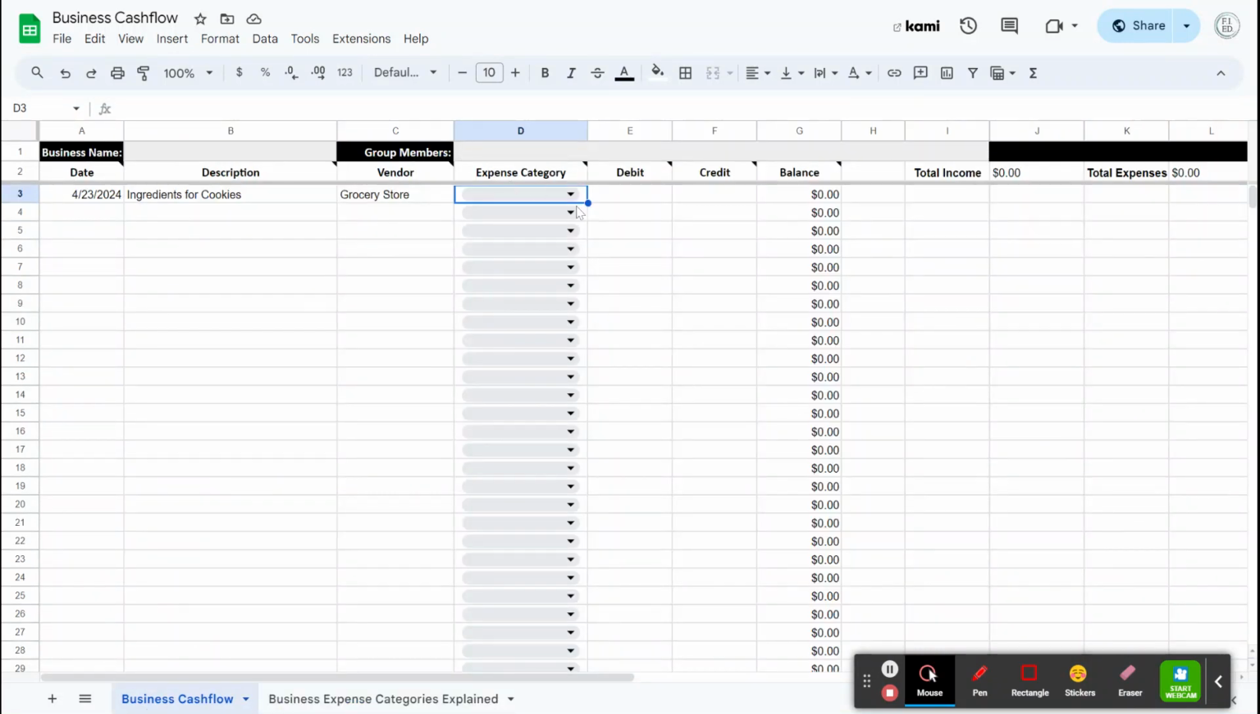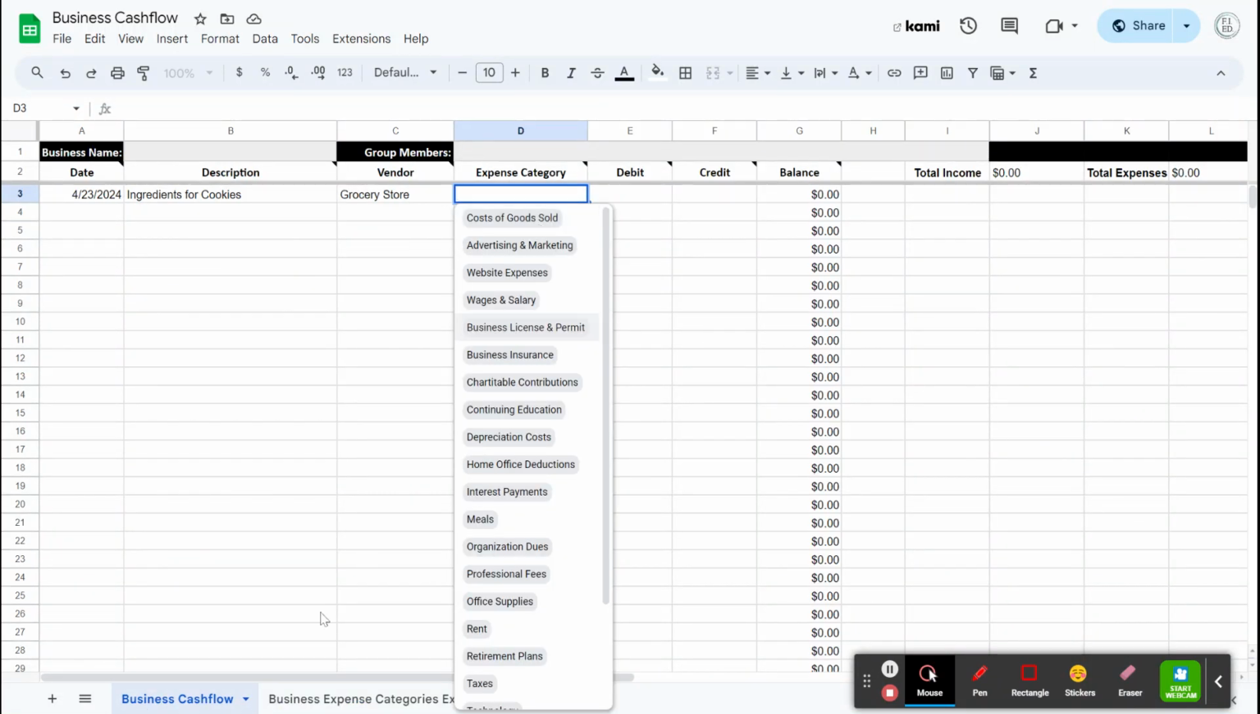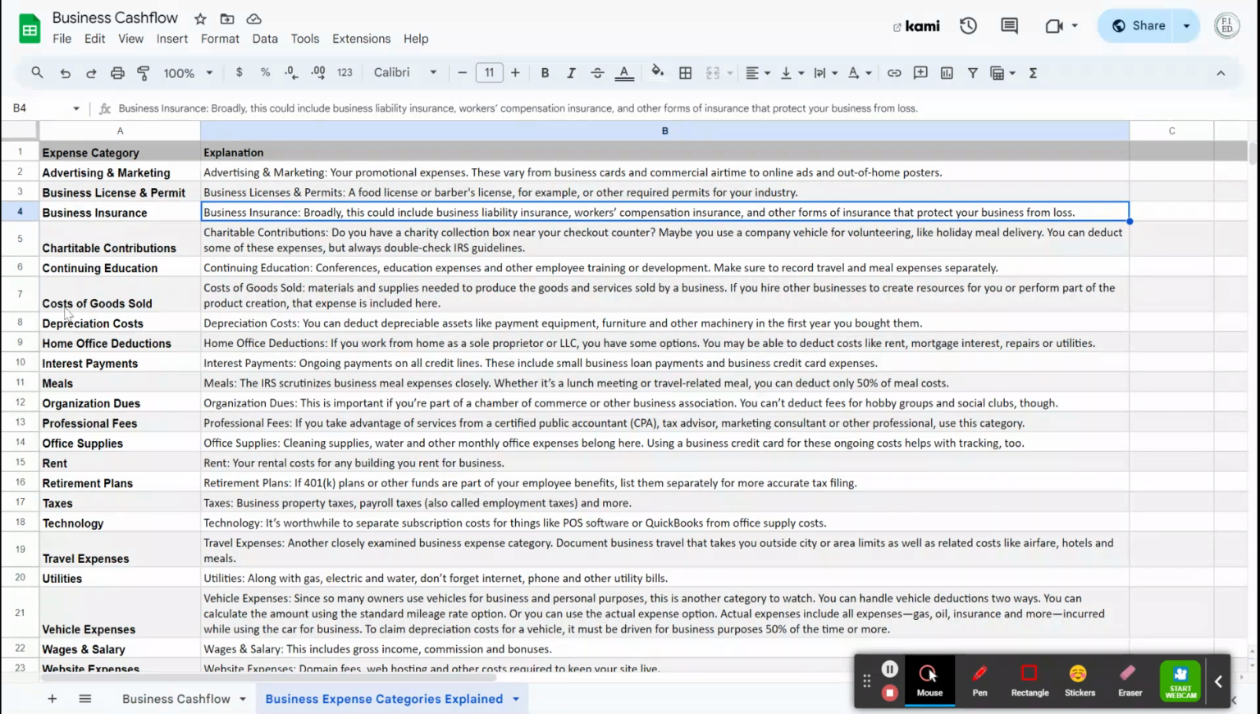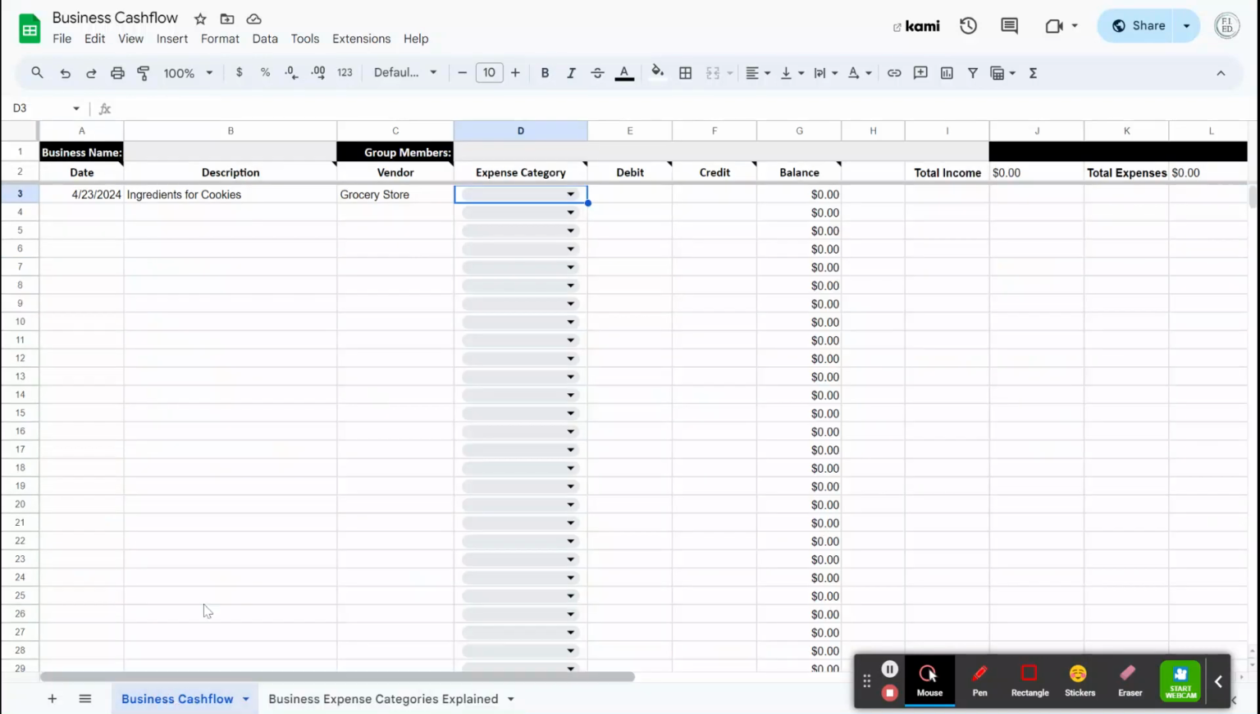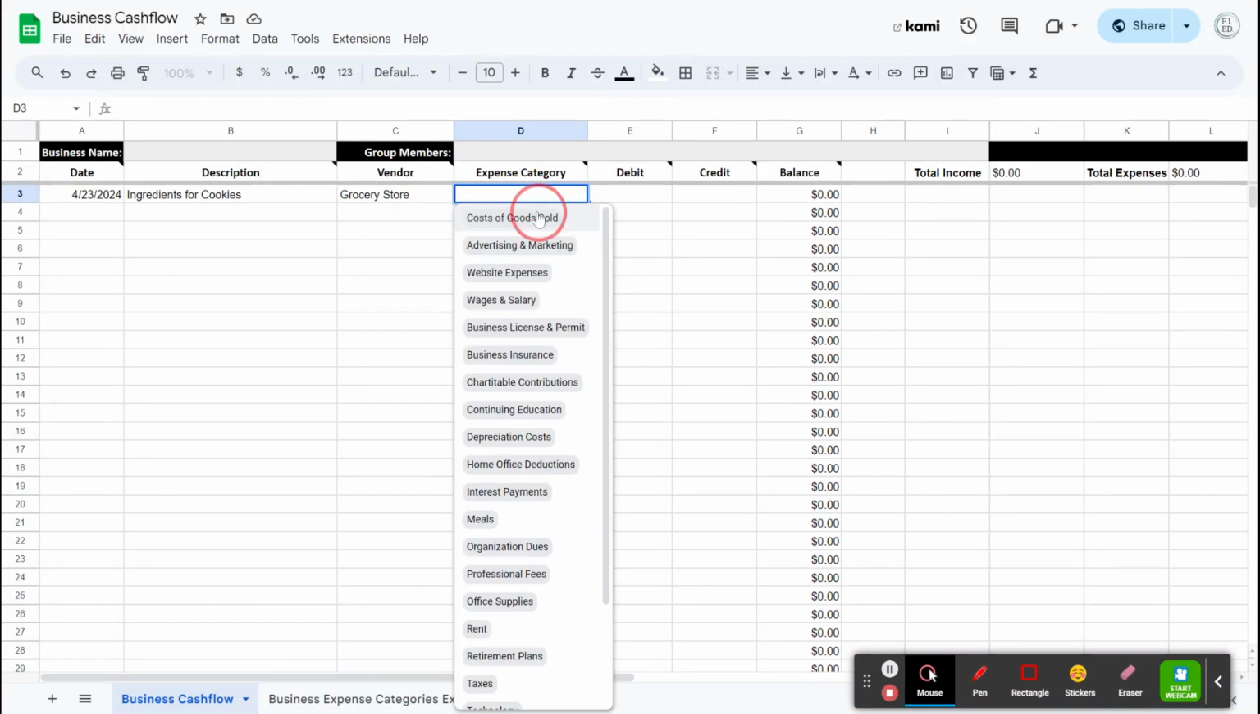So if you're not sure, you go, all right, I think it's cost of goods sold. Let's look it up. Cost of goods sold, materials and supplies needed to produce goods and services sold by a business. So that will be exactly it. So we've got our ingredients and materials and supplies needed to produce the cookies. So I would select cost of goods sold.